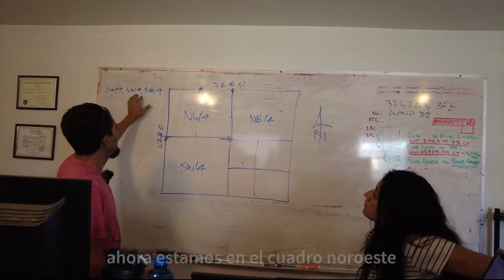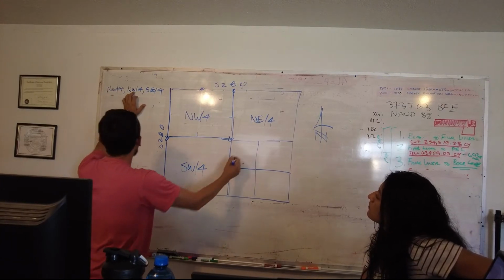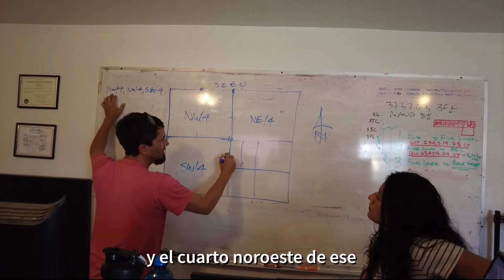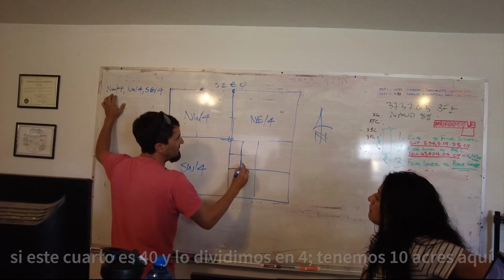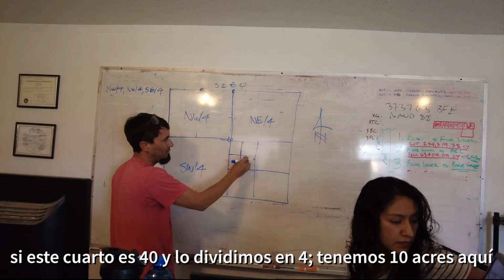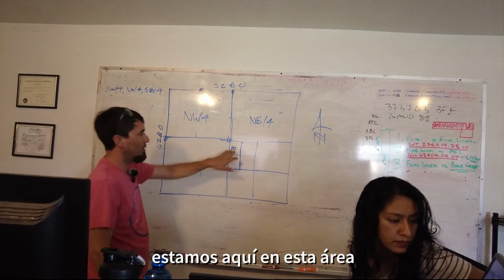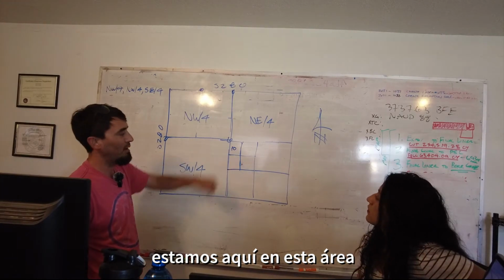So the northwest quarter, the southeast quarter. So southeast quarter, then the northwest quarter. So we're here now, and then the northwest quarter of that. If this quarter is 40, and we divide it into a quarter again, we have 10 acres here, right? So we're right here in this area.